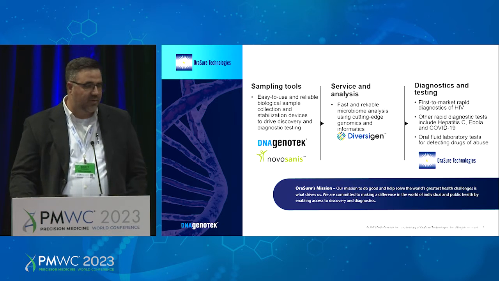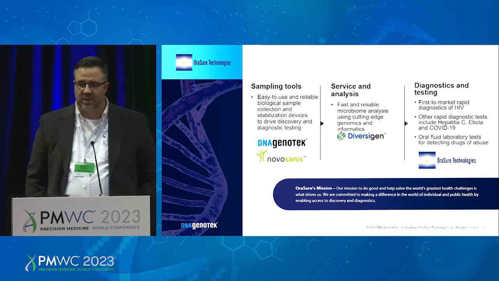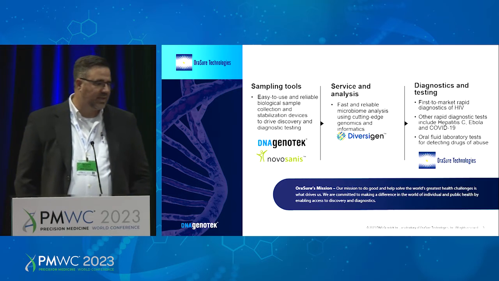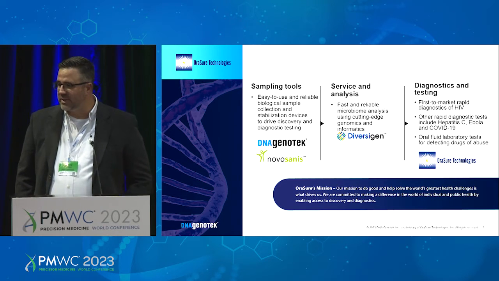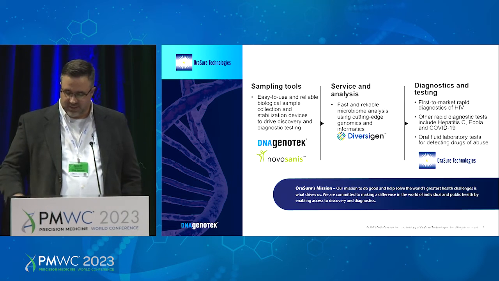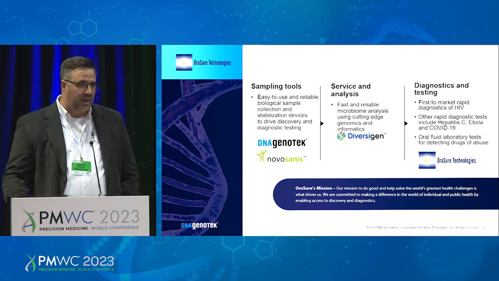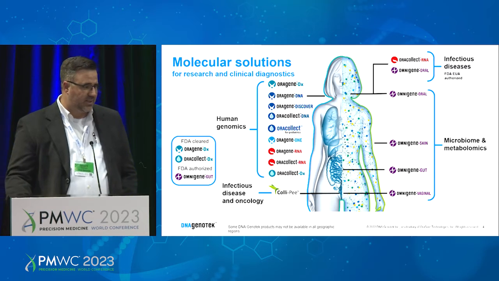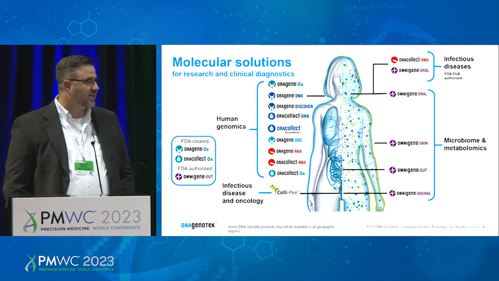Within OraSure, we have three main lines of business. One is sampling tools or collection products. The next is microbiome services and analytics. And the third is diagnostics and testing applications. The focus today will really be from the sample collection side of our business.